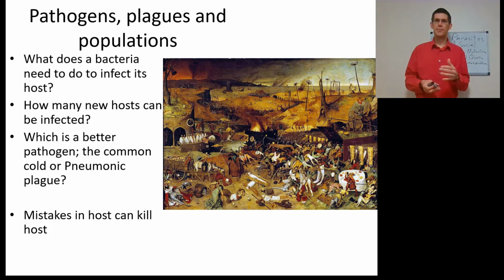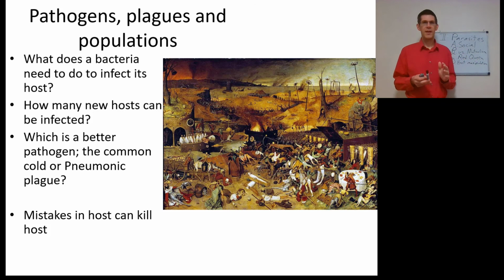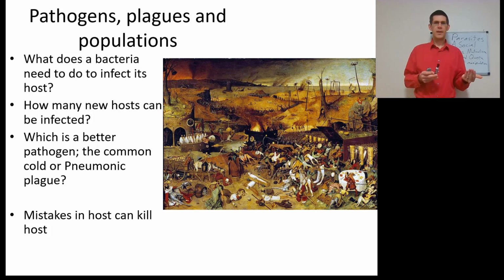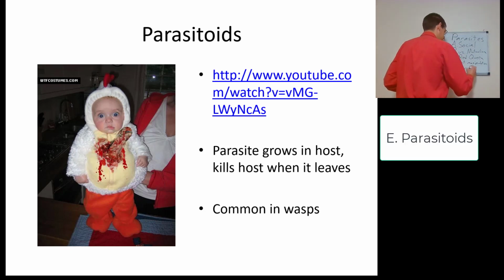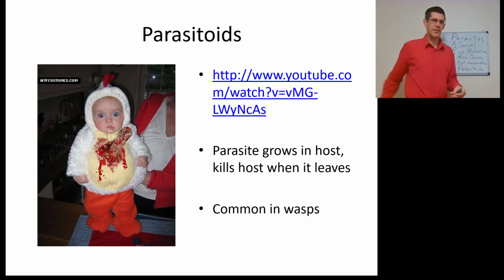So here we have a picture of bubonic plague and chaos everywhere and all of that. That can devastate a population, but in so doing, it can also devastate its own population. So mismatches between pathogens and hosts can kill the host and the pathogen. It's best for a pathogen to not kill its host. Then we have parasitoids, a very special and wonderfully grotesque type of parasite.